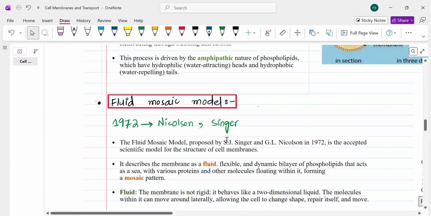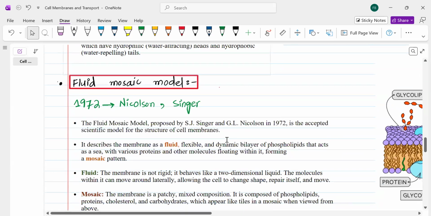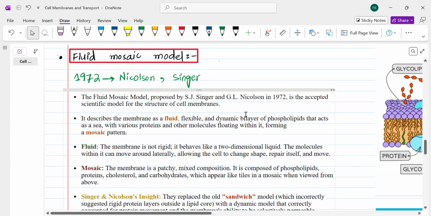And then you have the fluid mosaic model. Now we will be discussing the model of the cell membrane in detail, the fluid mosaic model. This was given by two scientists, Singer and Nicholson, in 1972. So this is the accepted model for the cell membrane.